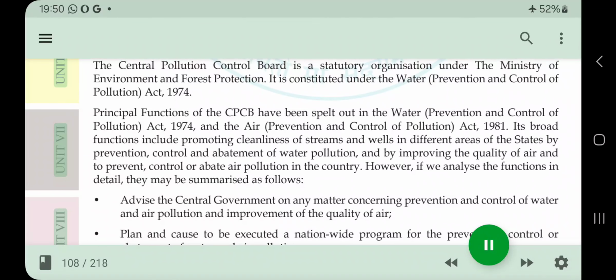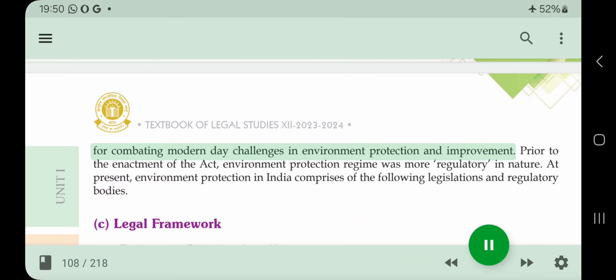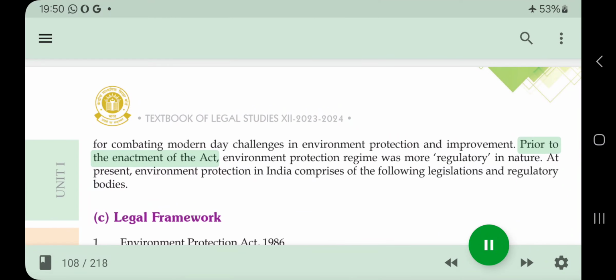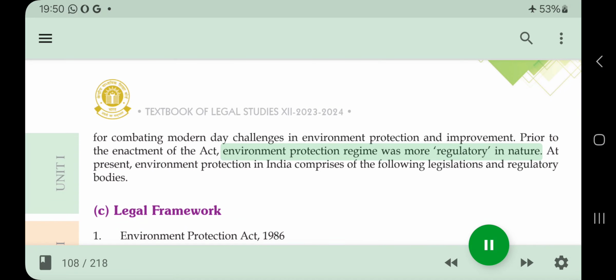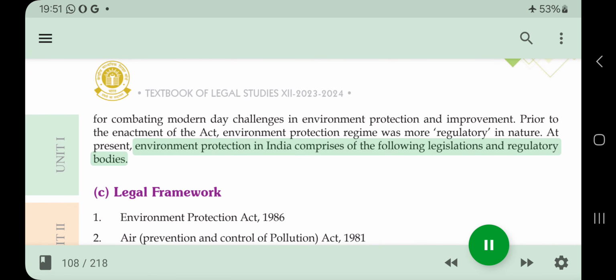For combating modern day challenges in environment protection and improvement. Prior to the enactment of the Act, the environment protection regime was more regulatory in nature. At present, environment protection in India comprises of the following legislations and regulatory bodies.